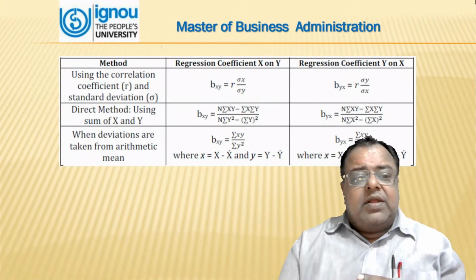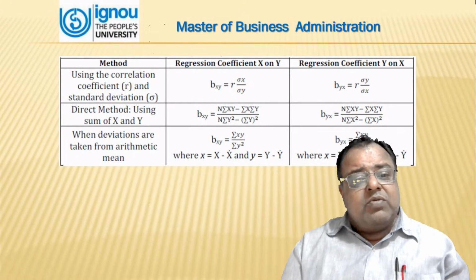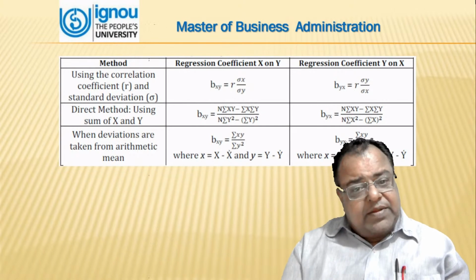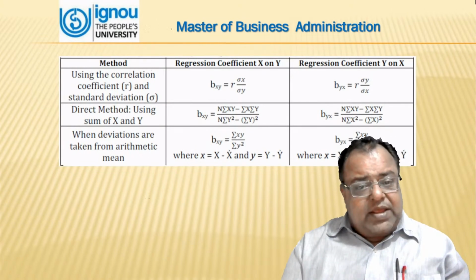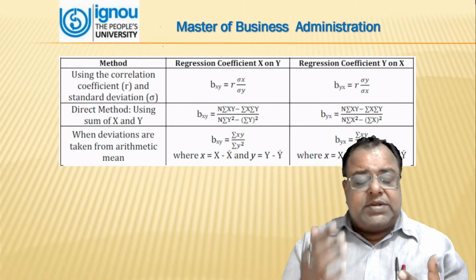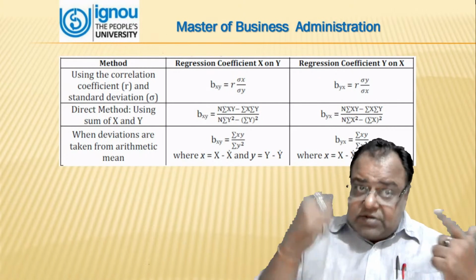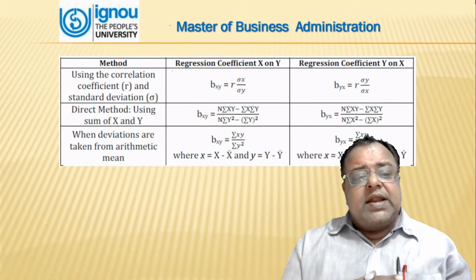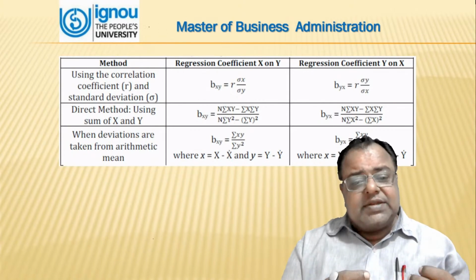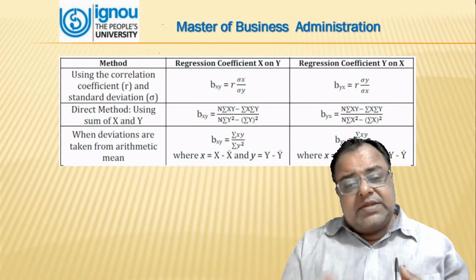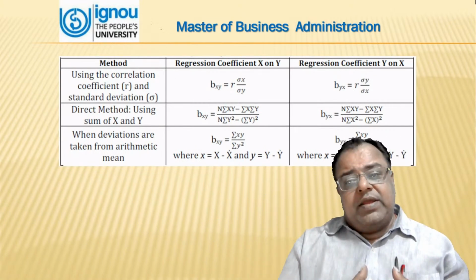If we are using correlation coefficient r and standard deviation sigma, then bxy is equal to r into sigma x upon sigma y. If we are using the direct method, it can be easily calculated: bxy equals n summation xy minus summation x summation y upon n summation y square minus summation y whole square. When the deviations are taken from the arithmetic mean, we calculate small x as x minus x bar, and small y as y minus y bar. Similarly, the same is transformed for y on x.